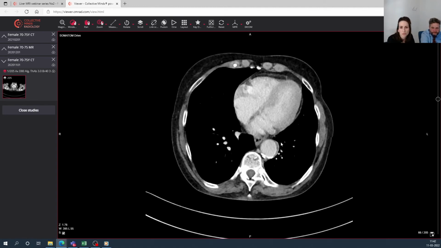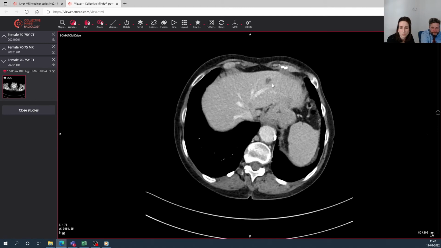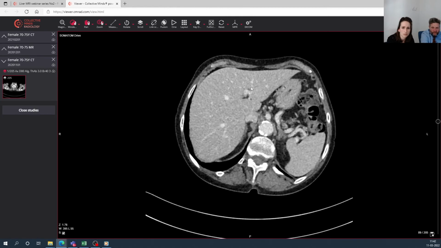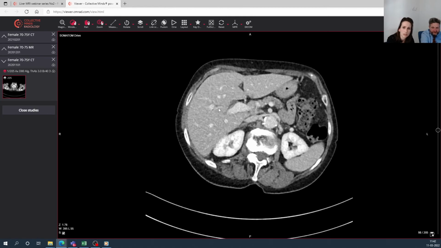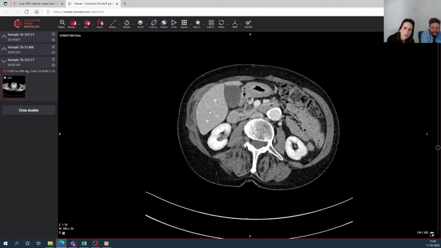So I will show that to you first. The first lesion I noticed was over here. So, hypodense lesion. One lesion. We have one lesion on CT.